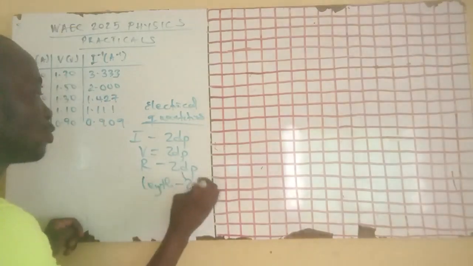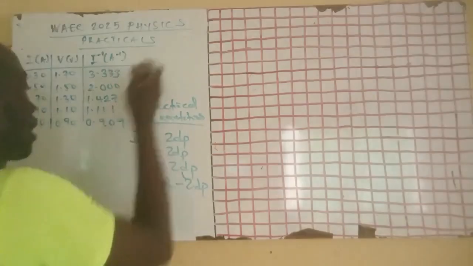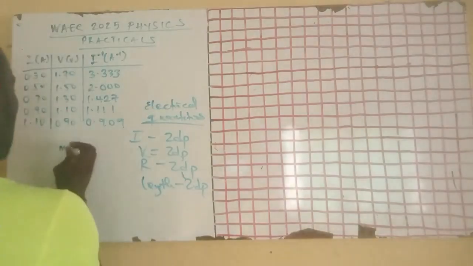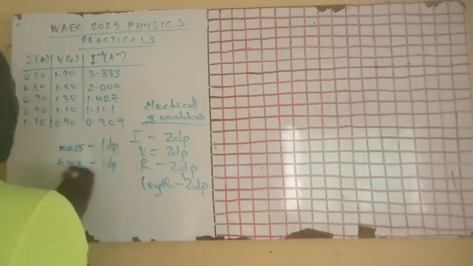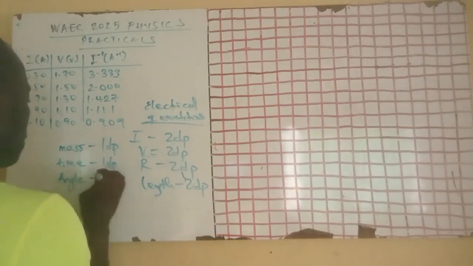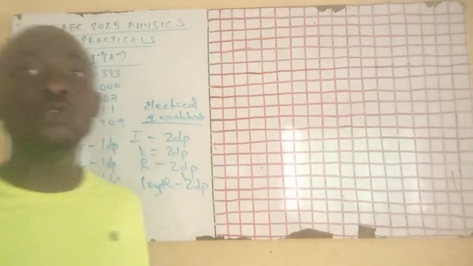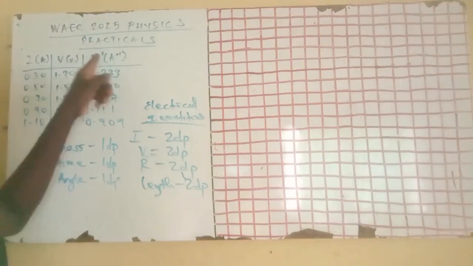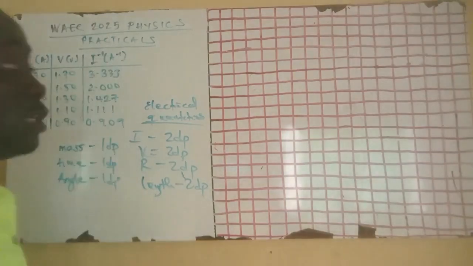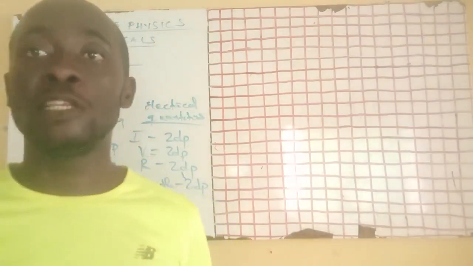is also expressed in 2 decimal places, but some other quantities are different. Mass is 1 decimal place, time is 1 decimal place, angle is 1 decimal place. Then any value that you calculate, that you have to use a calculator to obtain, is always in 3 decimal places. Like this I raised to power minus 1 that I just did, you will see that it is in 3 decimal places. So every calculated value has to be in 3 decimal places.